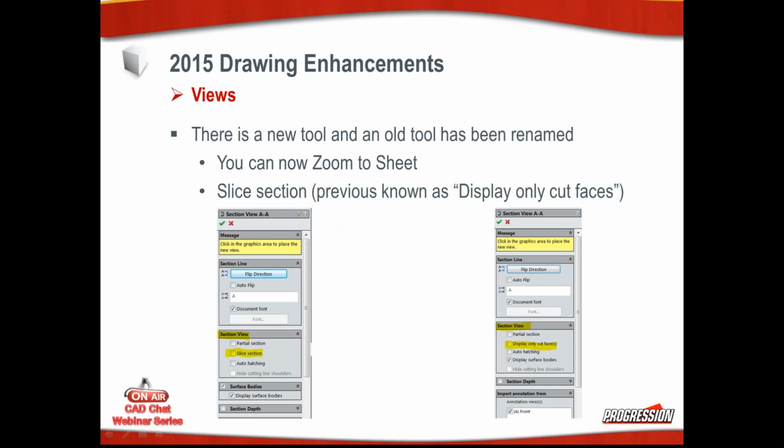Now the next thing are a couple additions and changes to views. There is a new tool that will allow me to zoom to sheet rather than zoom to fit, and there has been a change in a tool. The old tool known as Display Only Cut Faces, which you see down here in the old 2014 Property Manager, has now been changed to Slice Section. It's the same tool, they've just changed the name of it.